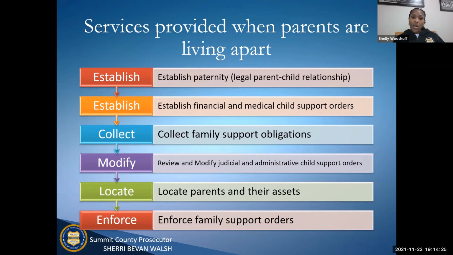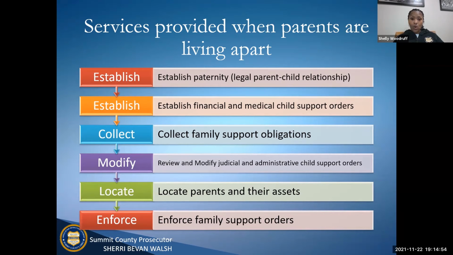Either party can request a modification every 3 years or 30% change in income. So every 3 years, mom or dad, whoever is receiving or paying the support, the obligees or obligors, can request for that order to be modified, or at least reviewed to see if it can be modified. And we can modify judicial and administrative child support orders.